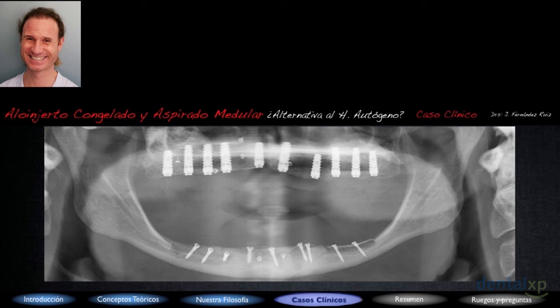And what we did in the lower arch is we did a lot of bone grafting with the idea of having an immediate loading of the maxillary arch. I'm sure you will be able to follow this case because I will give you the chance, and as soon as I have the final results, I will publish them on Dental XP.